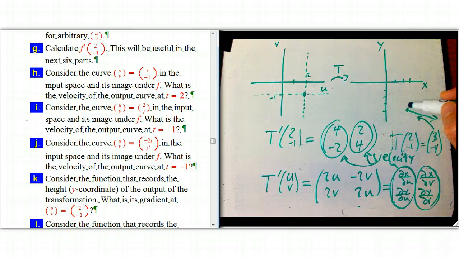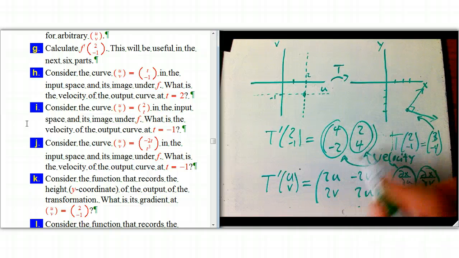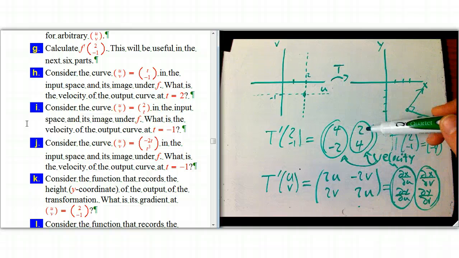2 comma 4 is going over 2 and up 4, and it goes like this. An interesting thing in this case, this is quite special. Notice those happen to be perpendicular to each other, because the dot product of these two vectors is 0. 8 minus 8 is equal to 0. That's interesting. One wonders how general that is. I'll leave that for you to think about.